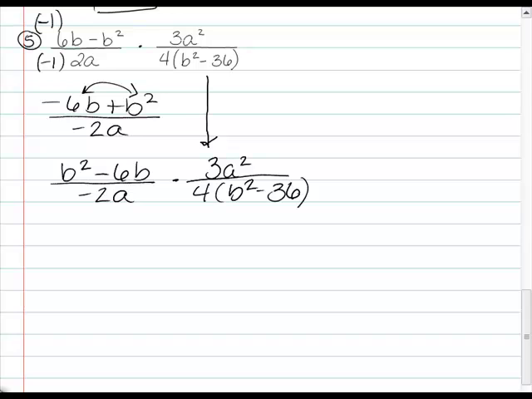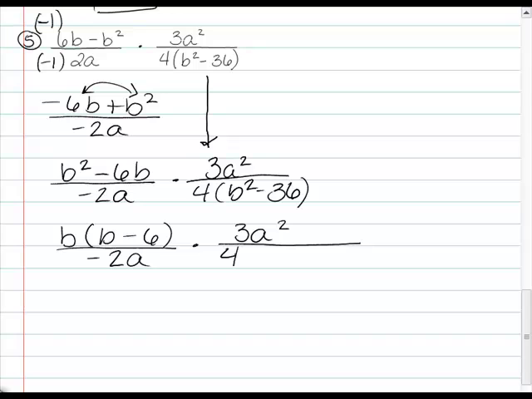If you look at the top of the first fraction, you'll notice that there's a b in common with both b squared and 6b. So we're going to pull a b out, and we'll get left b minus 6 over negative 2a times 3a squared over. Now that 4 is going to just come down, but notice that b squared minus 36, that's a difference of squares. So we're going to factor that into two parentheses. It's going to be b plus 6 and b minus 6.